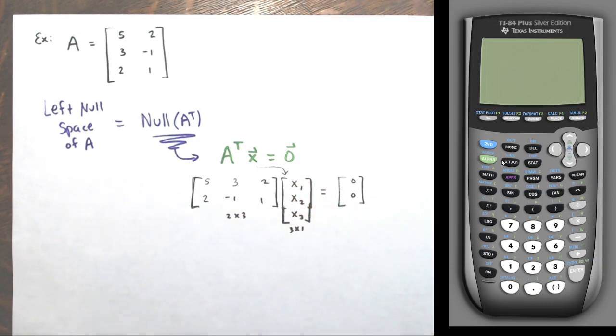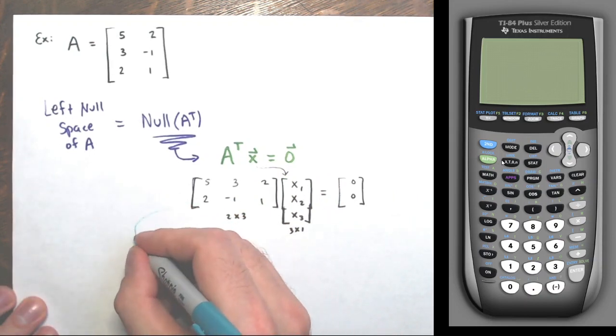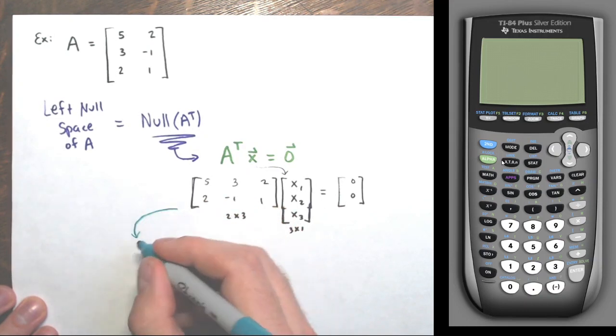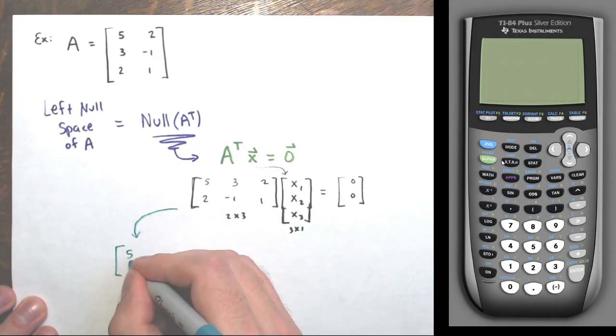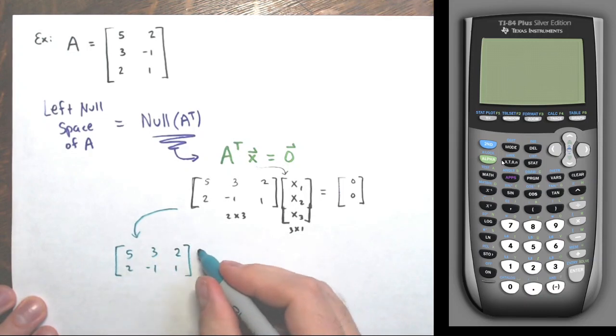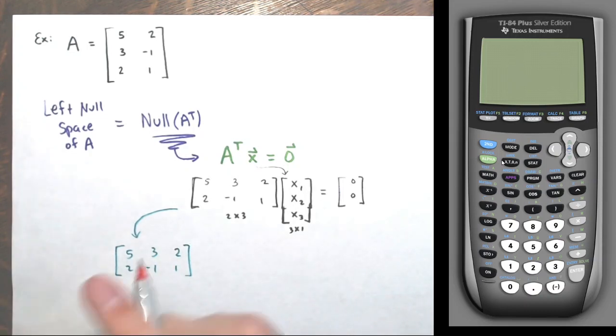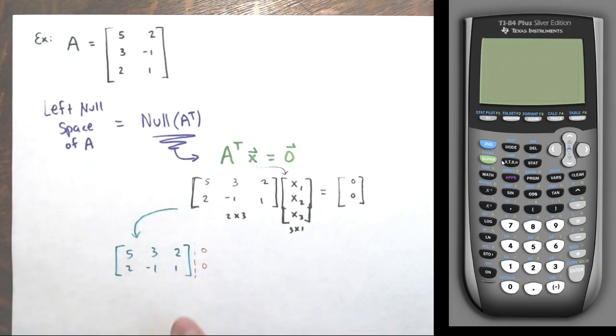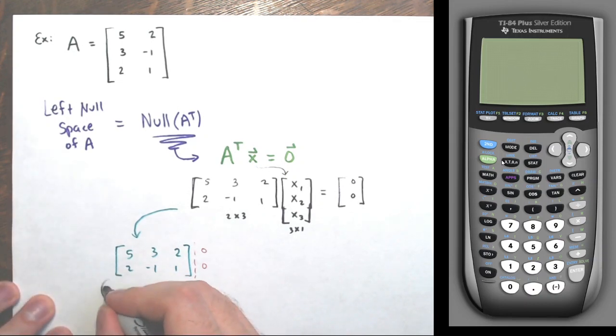Again, you can set up a system of equations if you wish, but I'm just going to write the corresponding augmented matrix for the system. I'm just going to write A transpose, 5, 2 here, 3, -1, 2, 1. And again, you're just imagining that there are zeros over here, equals 0, equals 0. I'm just not going to write those after this. So I'll put this into reduced row echelon form.